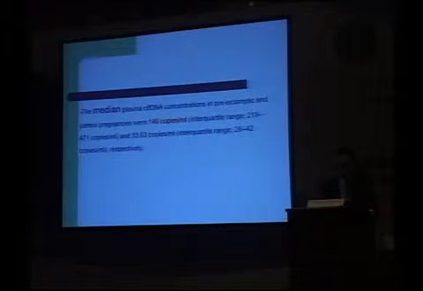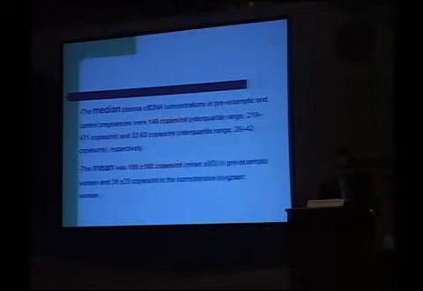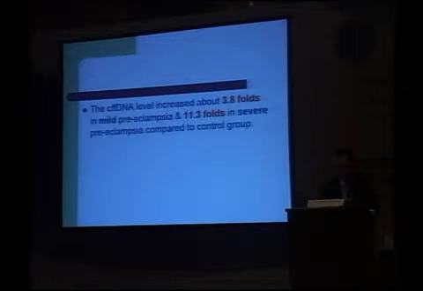The median of the plasma cell-free fetal DNA in preeclamptic patients was 146 copies per milliliter, and the mean was 199 plus or minus 160 standard deviation. The cell-free fetal DNA increased about 3.8 folds in mild preeclampsia and 11.3 folds in severe preeclampsia.